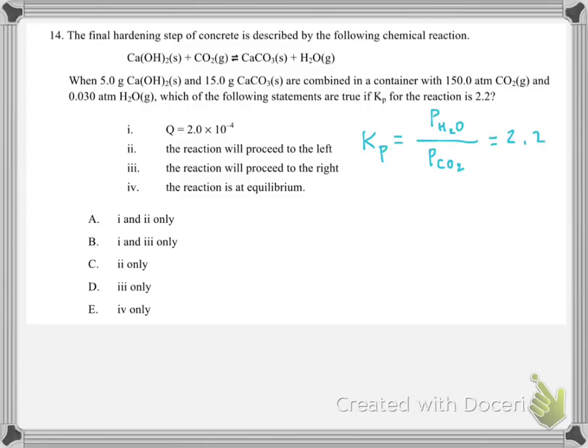Okay. So, the first statement here says Q is equal to 2 times 10 to the minus 4th. So let's go ahead and plug in our pressures for water and for CO2 and see if that would give us that Q.